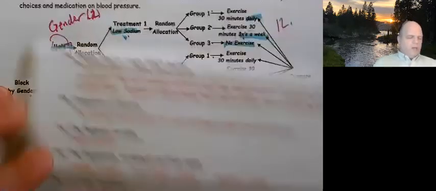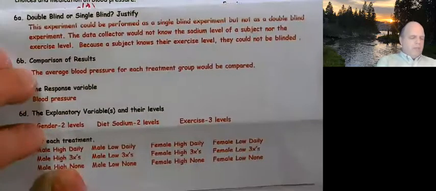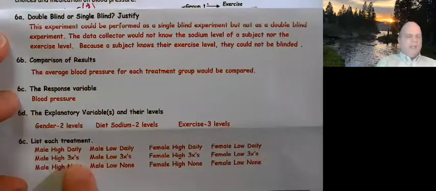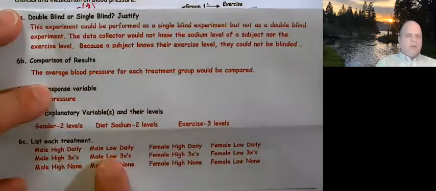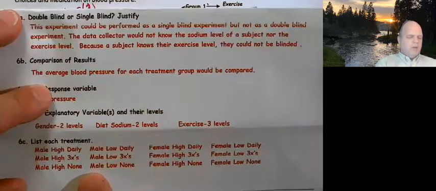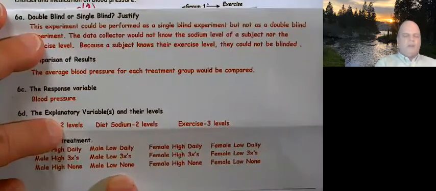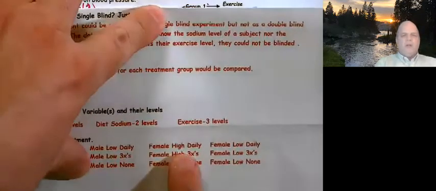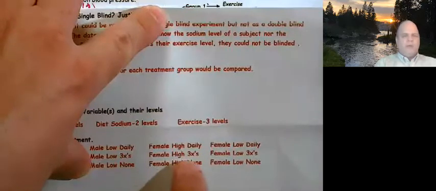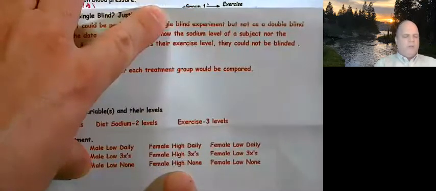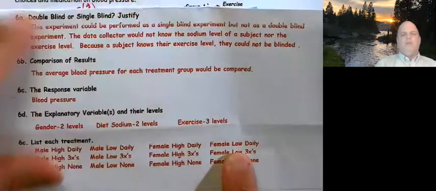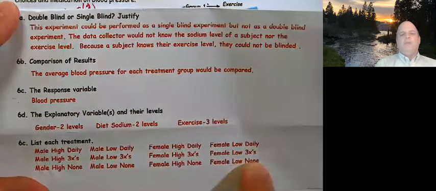When I do that, it looks something like this. Male, high sodium, daily. Male, high sodium, exercise 3 times a week. Male, high sodium, no exercise. Male, low sodium, daily exercise. Male, low sodium, 3 times a week. Male, low sodium, no exercise. Female, high sodium, daily. Female, high sodium, 3 times a week. Female, high sodium, no exercise. Female, low sodium, daily. Female, low sodium, 3 times a week. Female, low sodium, no exercise.